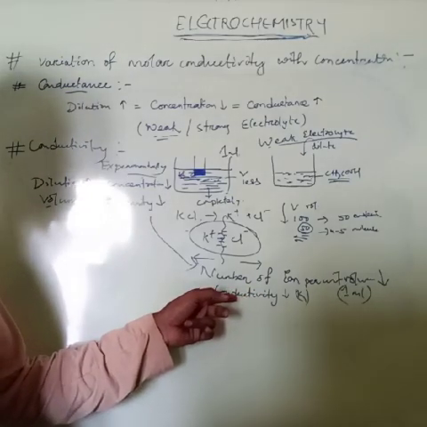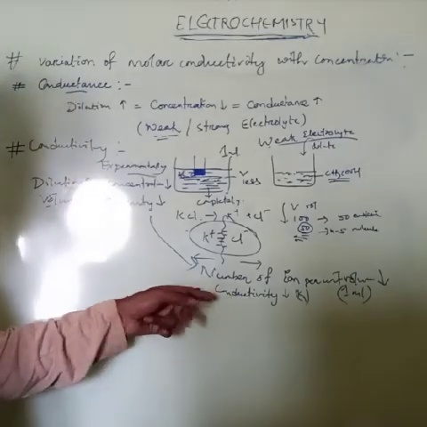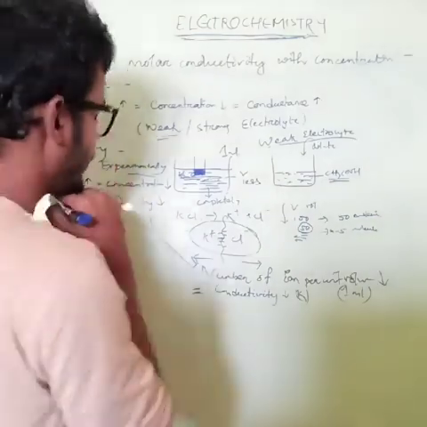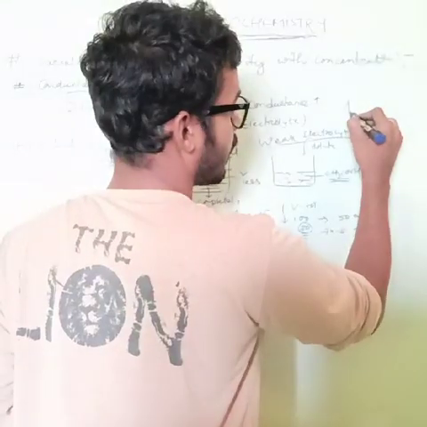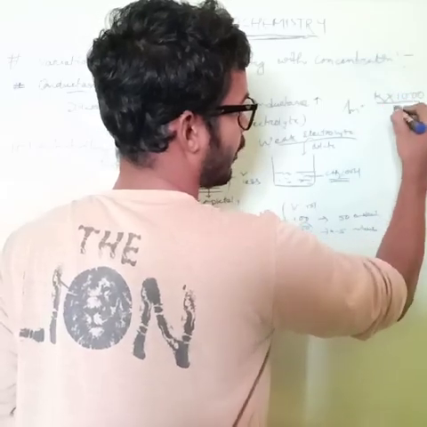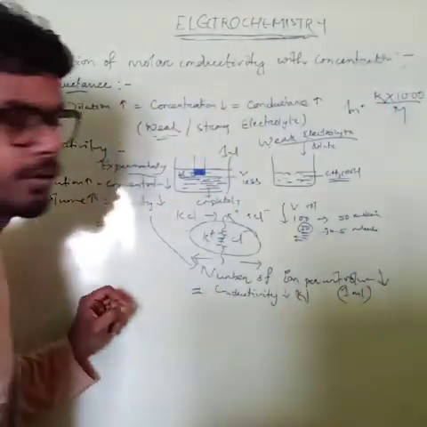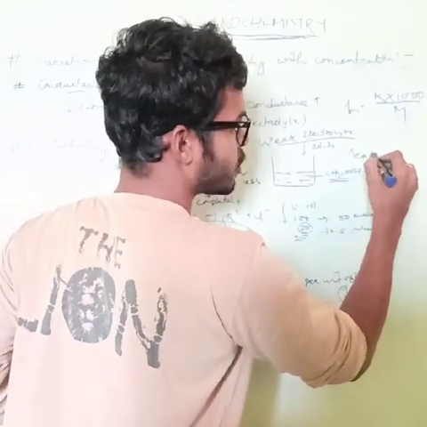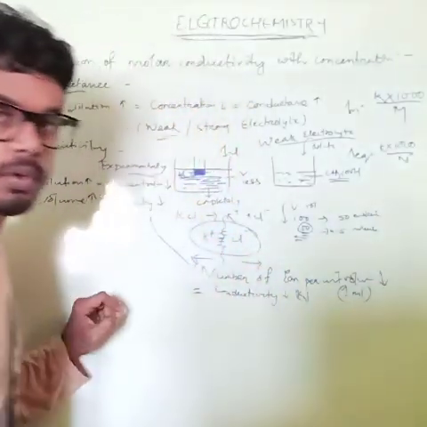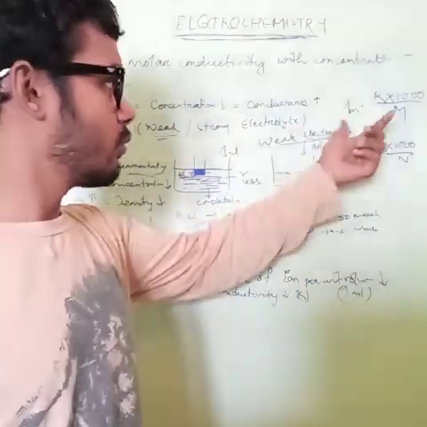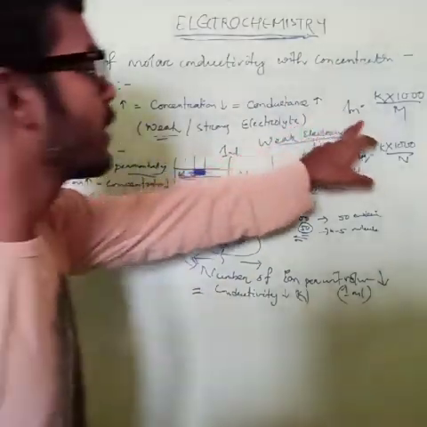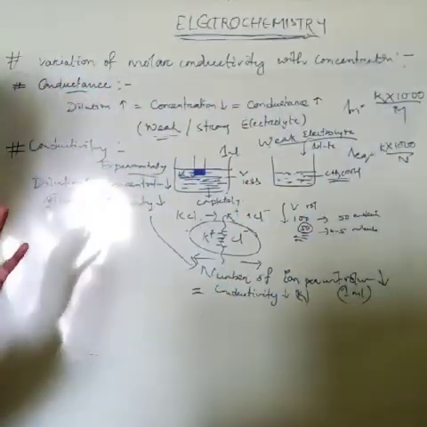Okay, understood? So what will we get? Last time we learned the relations: molar conductance equals kappa into 1000 divided by molarity, whereas equivalent conductance equals kappa into 1000 divided by normality. From these relations, the behavior of molar conductance and equivalent conductance is quite the same.